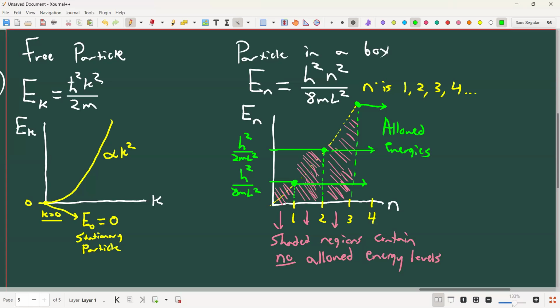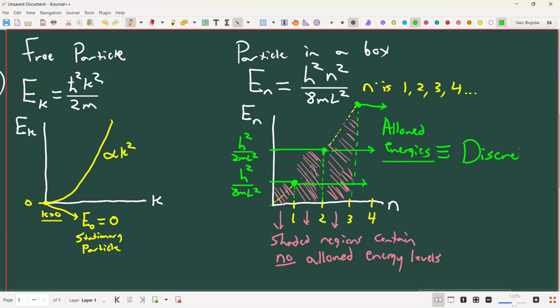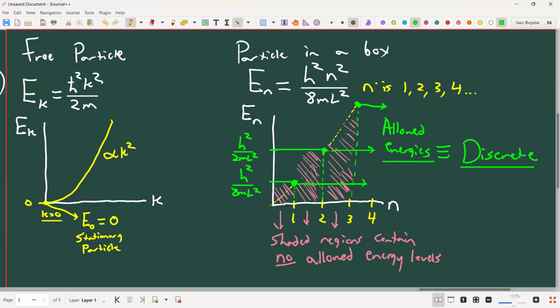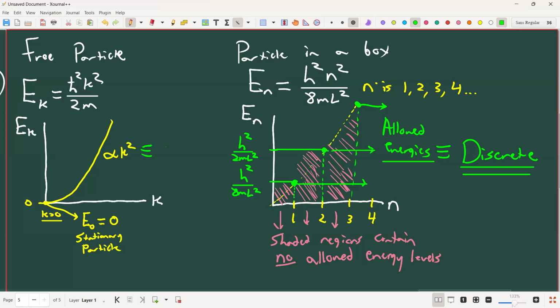Hit it a little harder, nothing happens. Hit it hard enough, I go to the next one. So these are what we call discrete energy levels. The term that people use is discrete. And this is continuous.